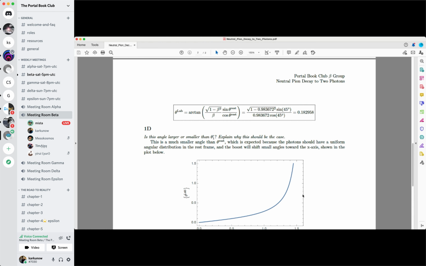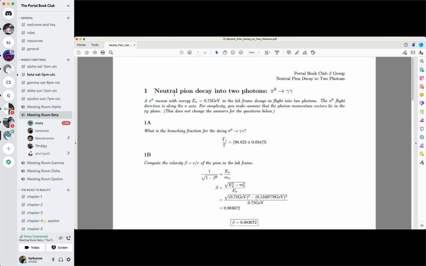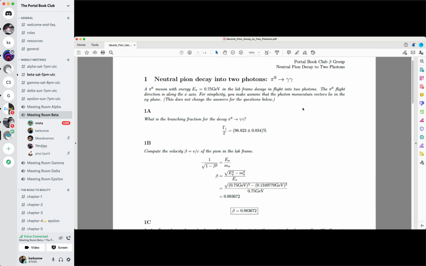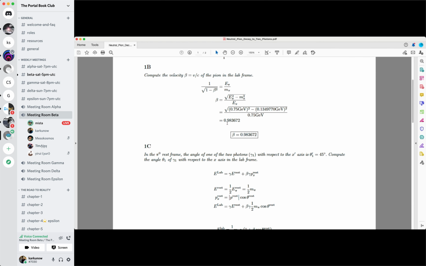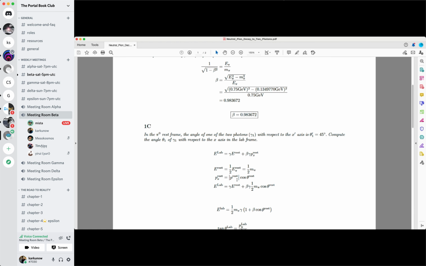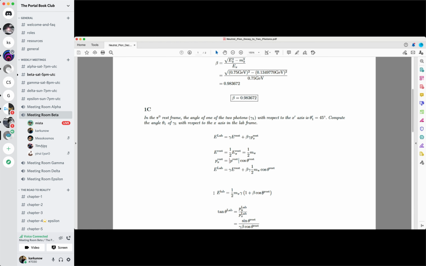Okay, I know this is a lot, but let's just summarize. So we have a neutral pion with energy 0.75 GeV, and it decays into 2 photons. We made some assumptions to make the calculations a bit easier, but just from being given the energy of the pion in the lab frame, we were able to calculate the beta factor. And then knowing the beta factor and an inverse Lorentz transformation, we were able to get the energy of that photon in the lab frame in terms of the angle that it was emitted in the rest frame.